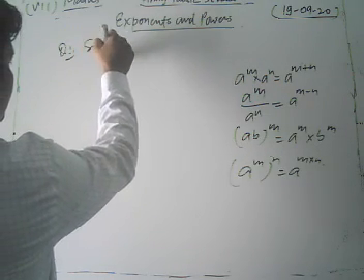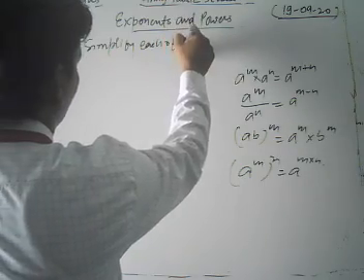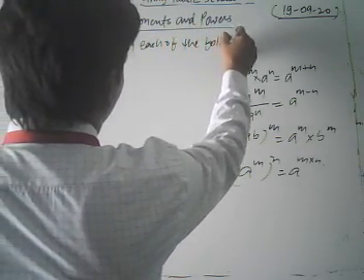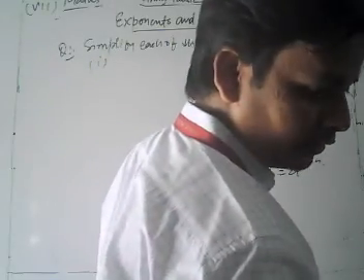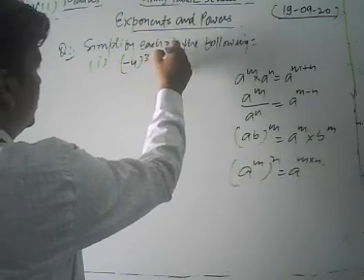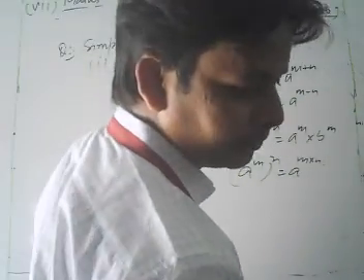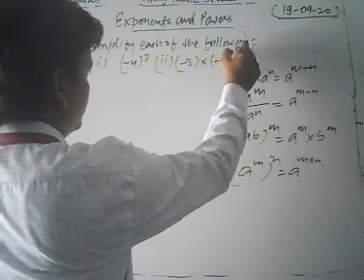Your question is: simplify each of the following. The first part of this question is (minus 4) to the power cube. The second part of this question is (minus 3) into (minus 2) to the power 3.